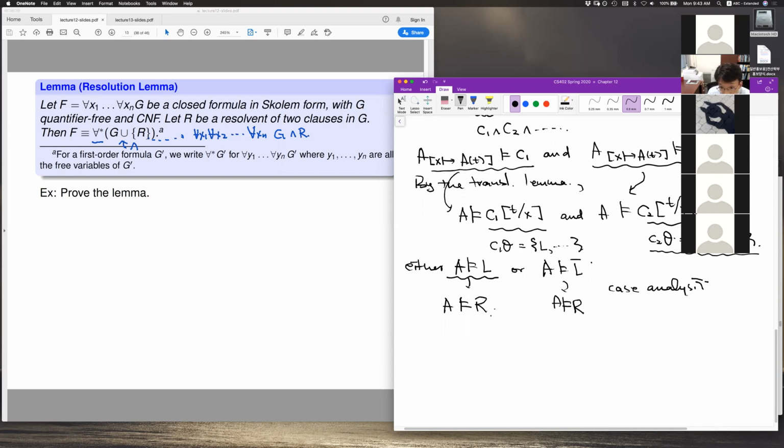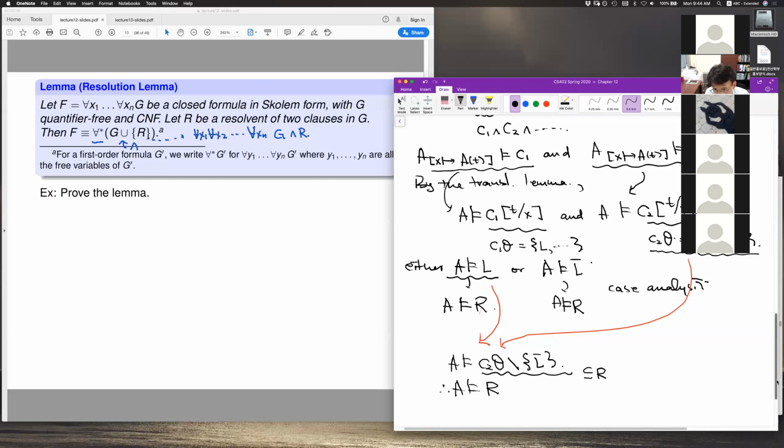So in this case, by combining these two, we can say A has to satisfy C2 theta minus L bar. But this entire set of literals is included in R. R contains more cases, and the set R represents a disjunction, so this implies A satisfies R.